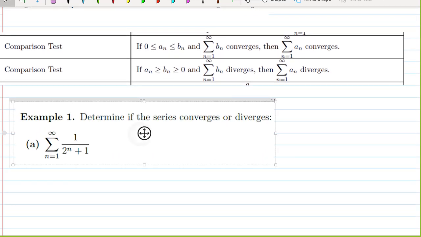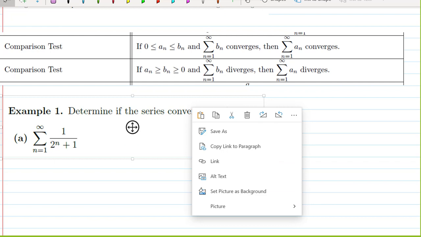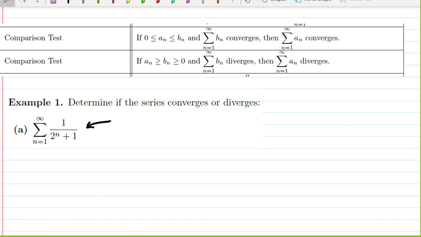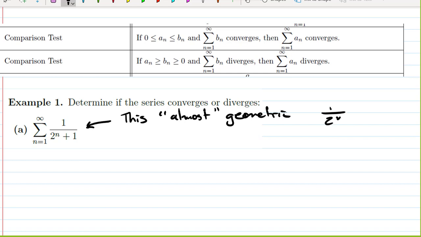So we take a look at our series, and we have the sum as n goes from 1 to infinity of 1 over 2 to the n plus 1. We look at this, and this is a very informal way to say it, but this is almost geometric. In fact, if it was 1 over 2 to the n, then it would be the same as (1/2) to the n. So that would be our r to the n, and it would be exactly a geometric series.